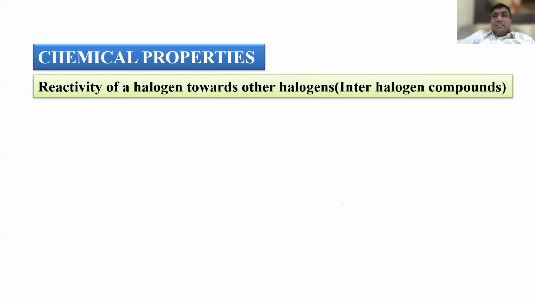The pretty important thing is interhalogen compounds are more reactive than halogens. So interhalogen compounds are more reactive than halogens. Try to understand, students.